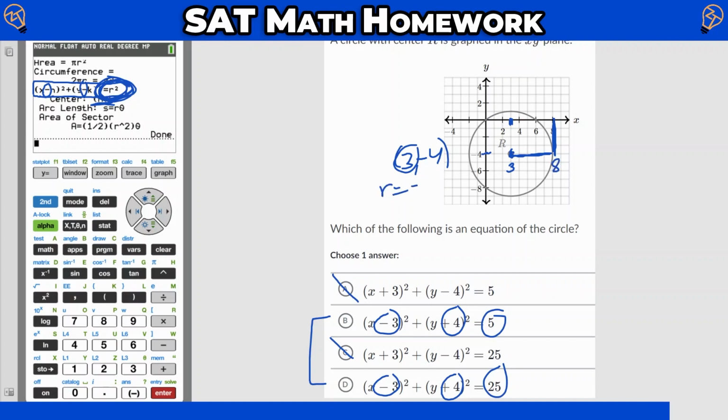So the radius is 5, which is why they have this to mislead you, but the radius squared is what goes in the equation, which makes the correct answer D.